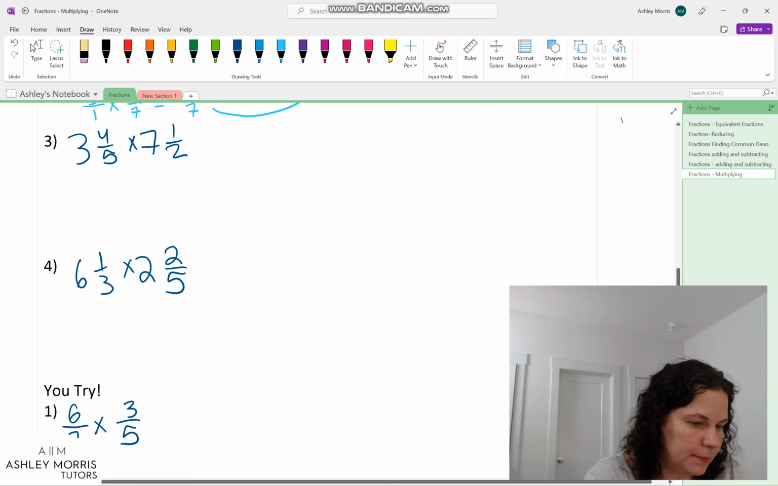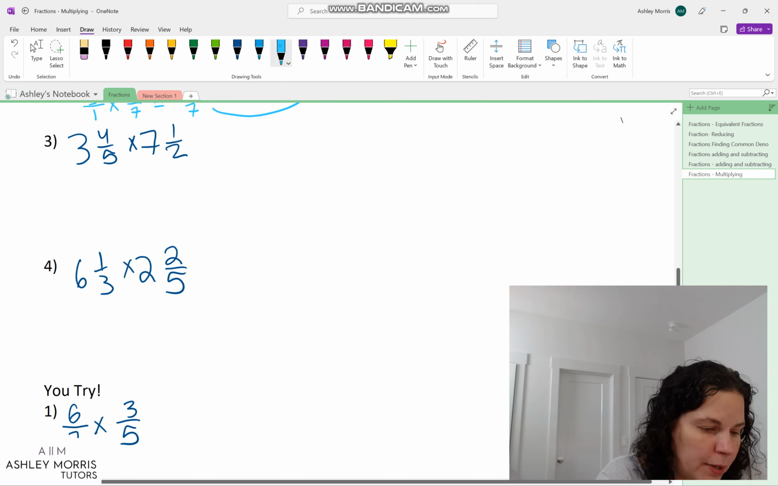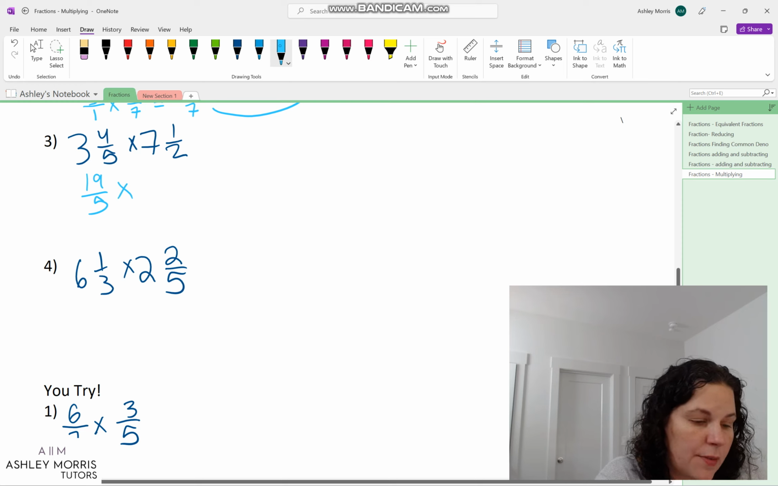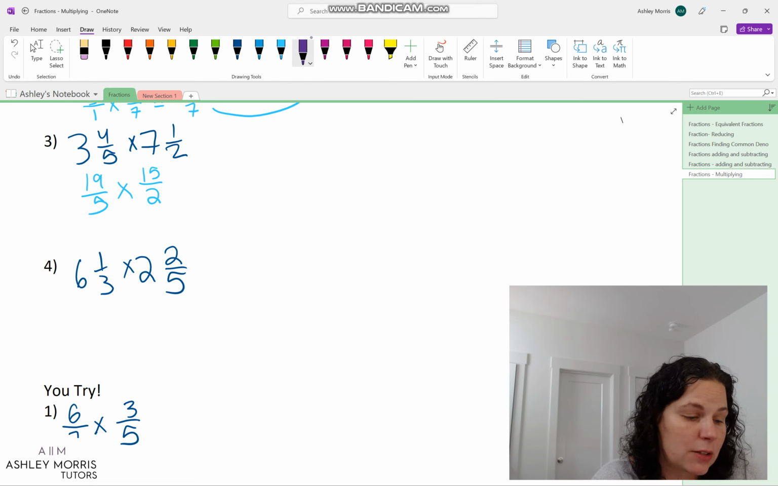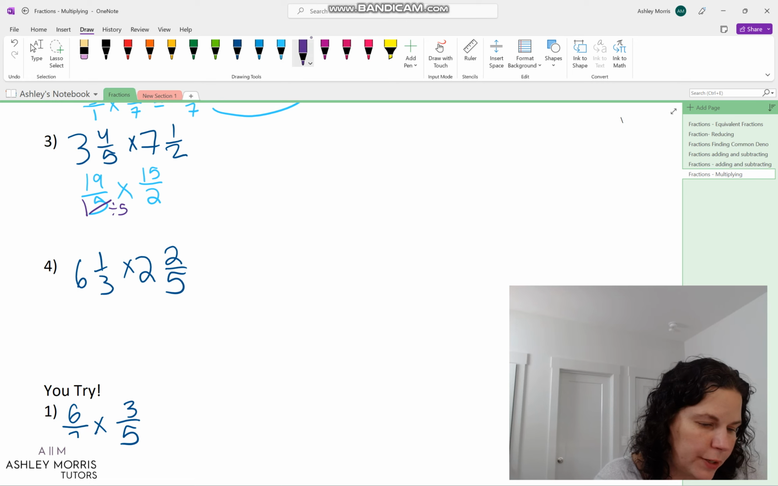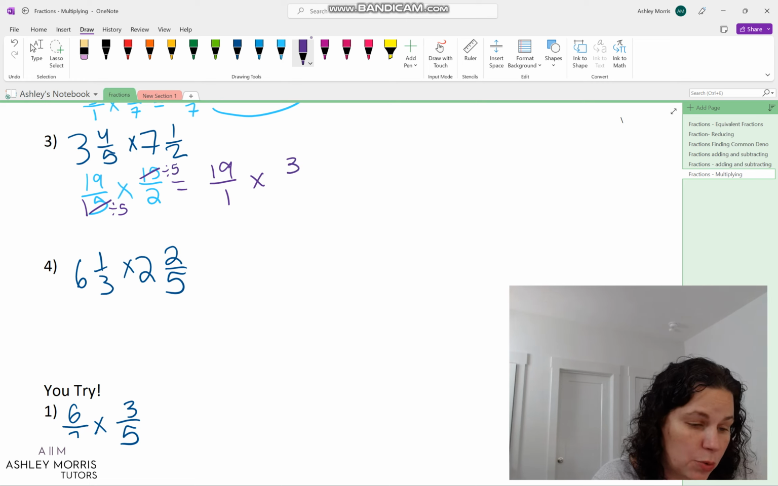Number 3. 15 plus 4 is 19 over 5. 2 times 7 is 14 plus 1 is 15 over 2. So I made them improper. Now, if I can, I'm going to cross-cancel. You can skip the step if you want to. 5 divided by 5 gives me a 1, so 19 over, that's too tight. Let's put that over here. 19 over 1 times 15 gets divided by 5, and that becomes a 3 over 2.